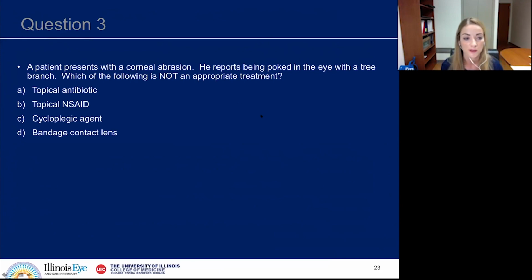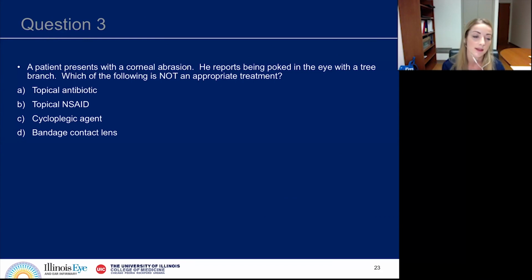Every patient who comes in with a corneal abrasion should be put on a prophylactic topical antibiotic to prevent any secondary infection. With patients who have abrasions from fungal or vegetative matter, we do not want to use a bandage contact lens. And the other contraindication is patients who are already contact lens wearers. So that would actually be D would be the answer for this one.